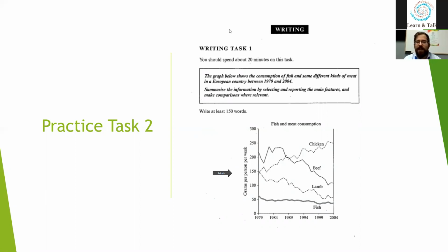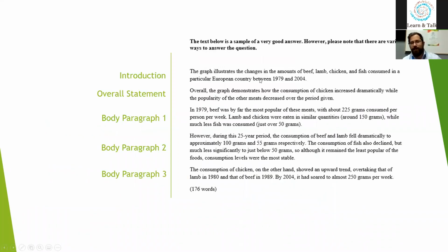Okay. Now we're actually going to give you an example answer to this. So what would a good answer to a writing task 1 look like? Boom, like this. The text below is a sample of a very good answer. However, please note that there are various other ways to answer this question. So for our introduction, you can see we have essentially 5 different little paragraphs here. And you can see that it's 176 words, so we're okay. We've written more than 150 words.